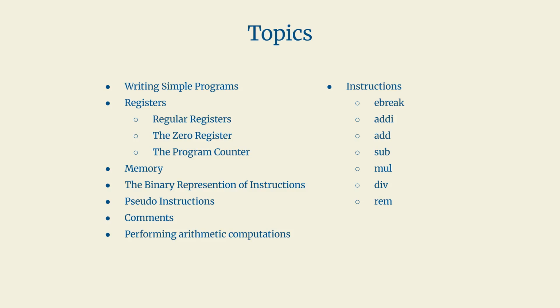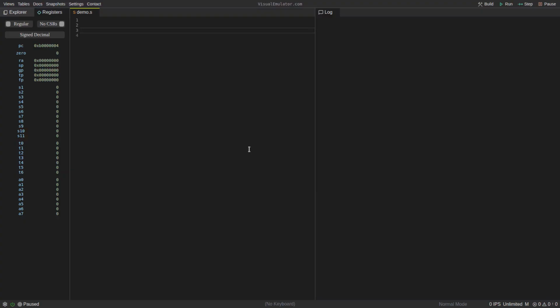This is an introduction to assembly programming using RISC-V. We will cover all the topics listed here. The only prerequisite for understanding this video is to be familiar with how numbers can be represented in binary, decimal, and hexadecimal. Let's begin by writing the simplest possible program.